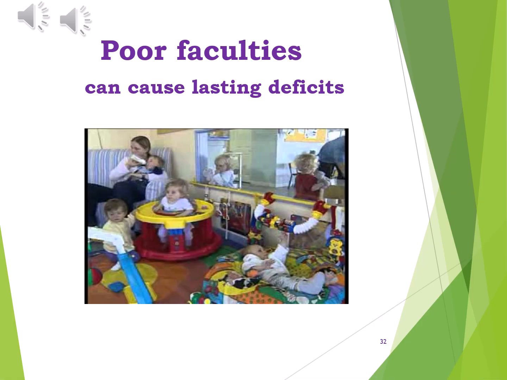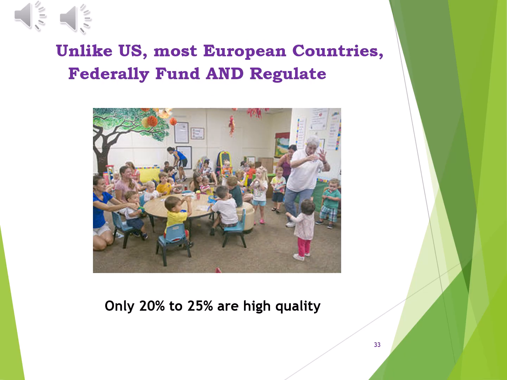Poor quality facilities can not only be physically dangerous, but they can also cause lasting damage to both socio-emotional and particularly cognitive development. I should mention in some states dog kennels are inspected more frequently than our daycare centers. Unlike the US, most European countries federally support and regulate daycare facilities. We mentioned that the National Association of the Education of Young Children sets the guidelines, but they do not regulate. Roughly only 20 to 25% of daycare centers are rated as high quality, meeting the needs in all 3 domains of the children.